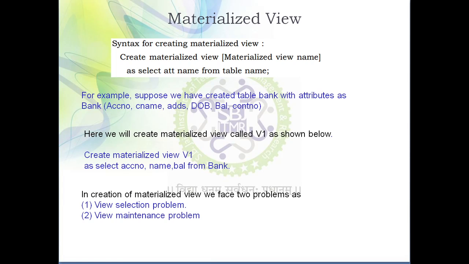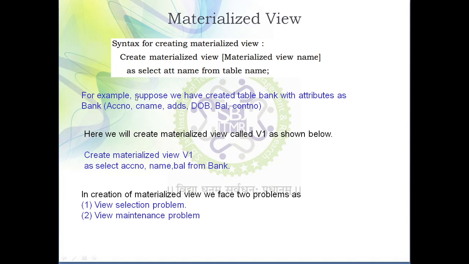Later on we will understand how to create a materialized view which will refresh automatically. Fast refresh means, if you search on the internet, you will find a number of syntaxes, so don't get confused. Here I am giving you a simple syntax to create a materialized view: create materialized view name as select attribute name from the table. This is a simple syntax to create a materialized view. Now next we'll consider a simple example.